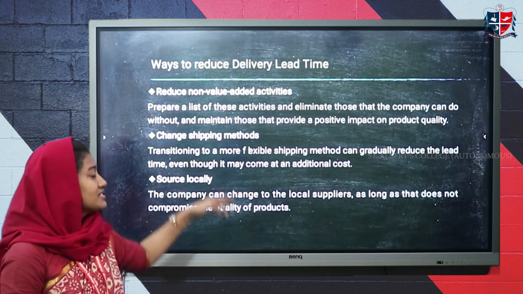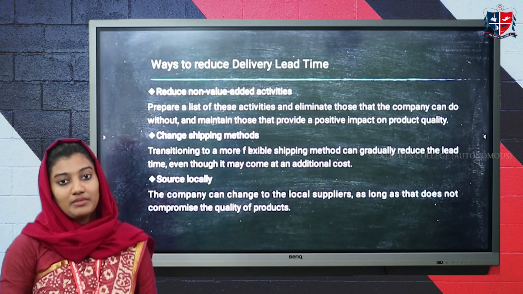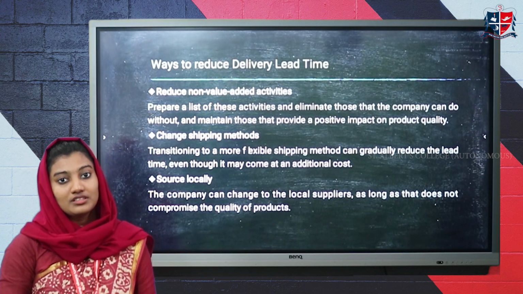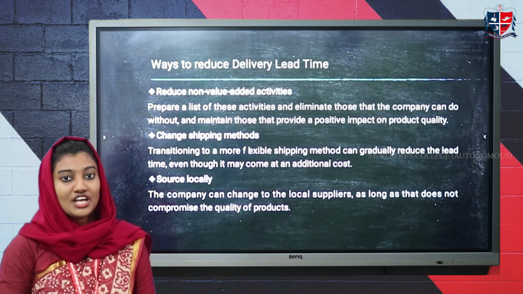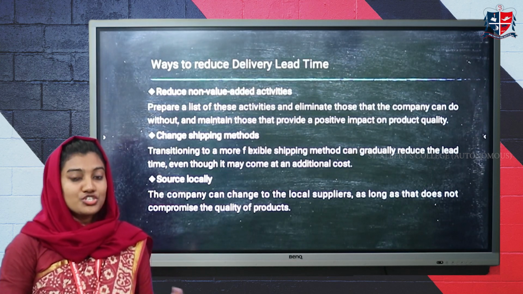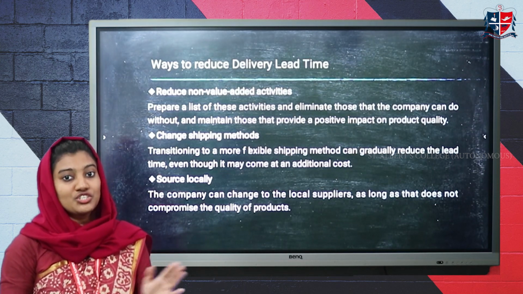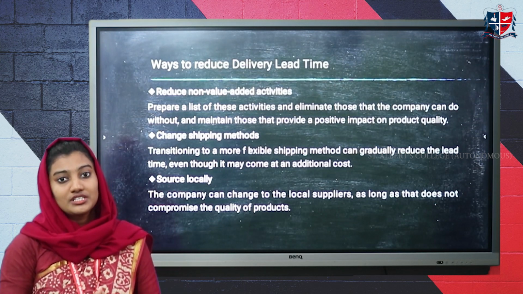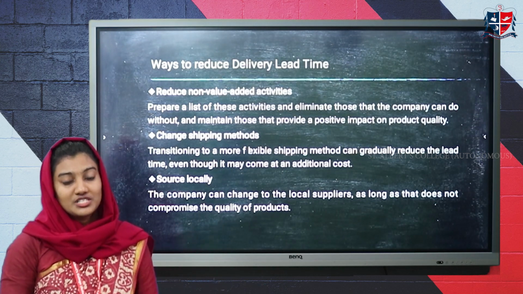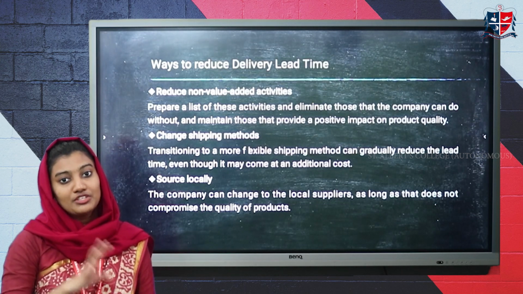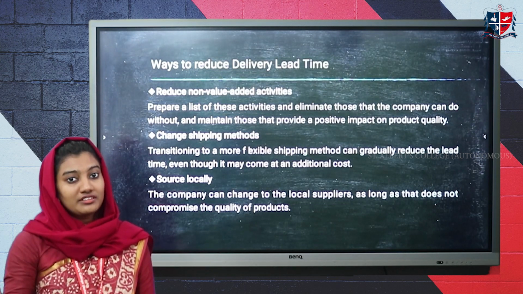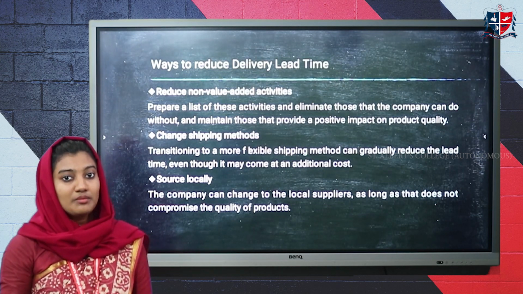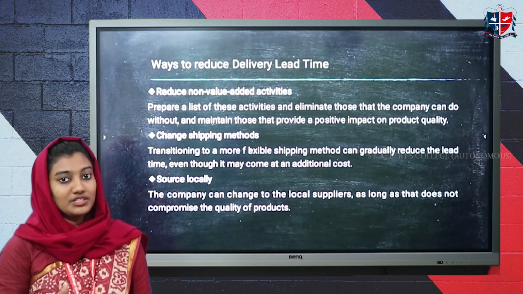Then the second way is to change the shipping methods. Change the shipping methods means that we can actually opt for a cost effective and a time reducing shipping model. So if the particular manufacturer was depending on sea-ways transport, maybe the product can be transported through airways. Likewise, they'll be able to reduce the time taken for transportation.